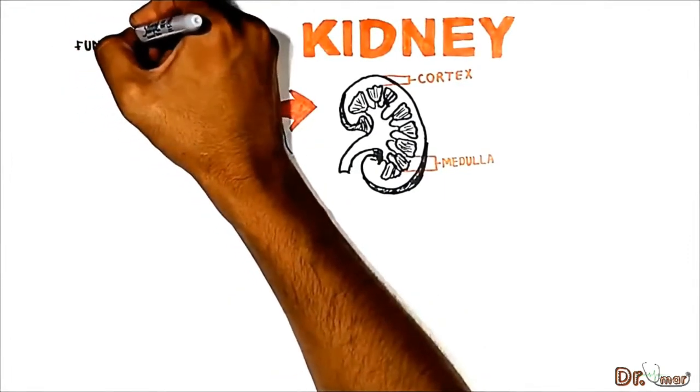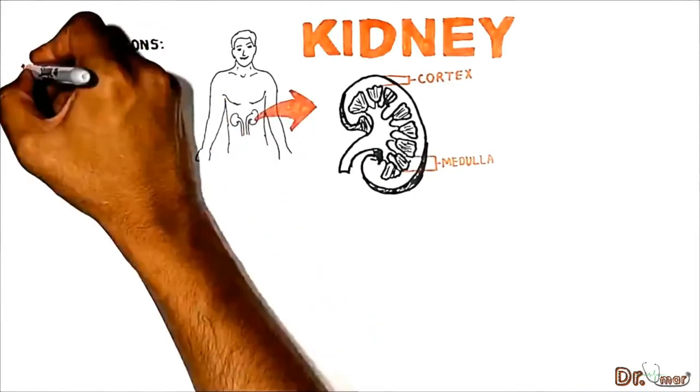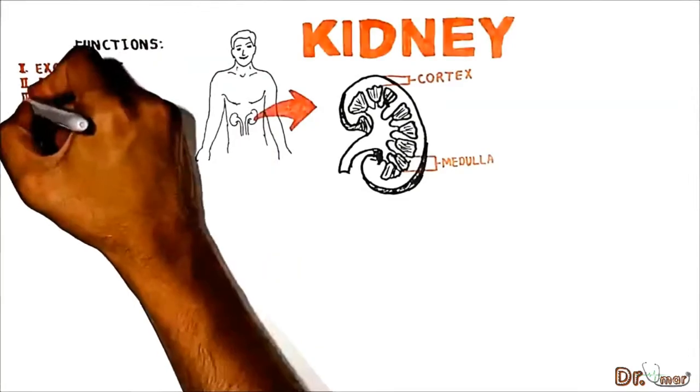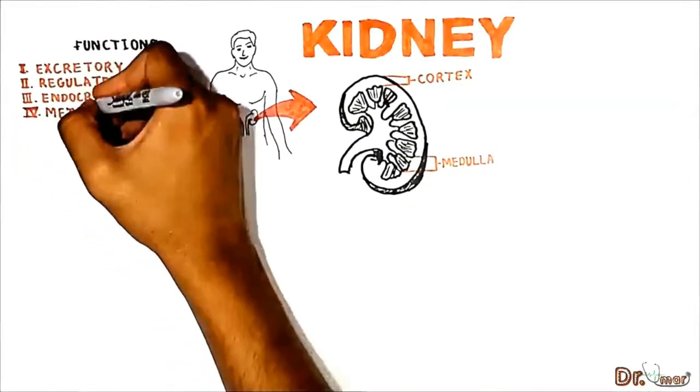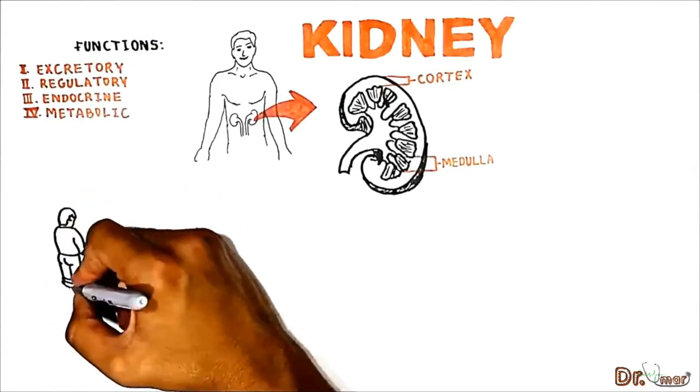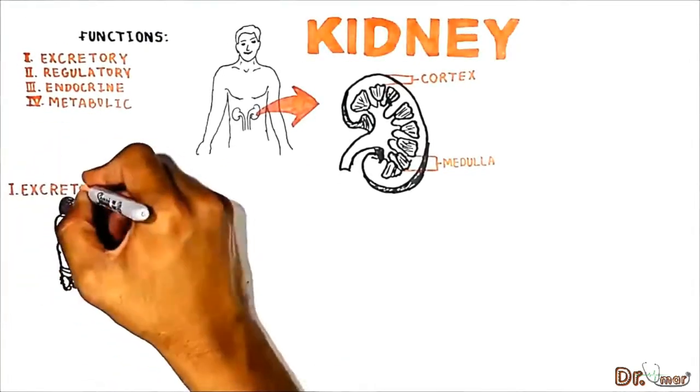The kidney has four main functions: excretory function, regulatory function, endocrine function, metabolic function. First, let's talk about the excretory function.